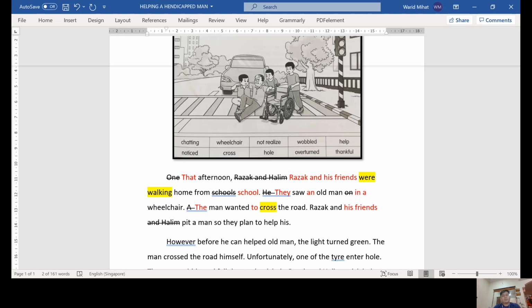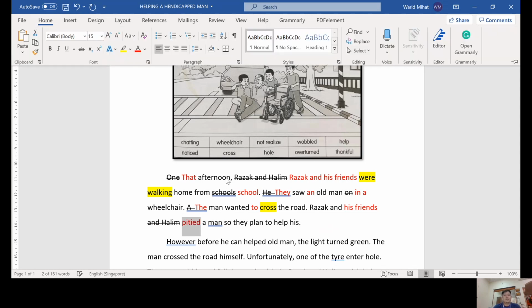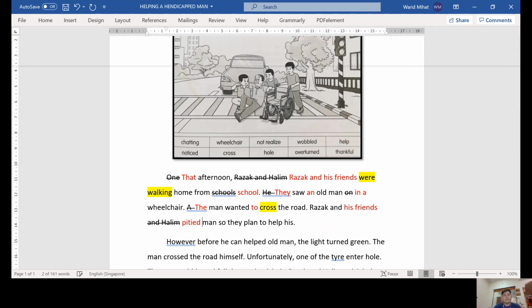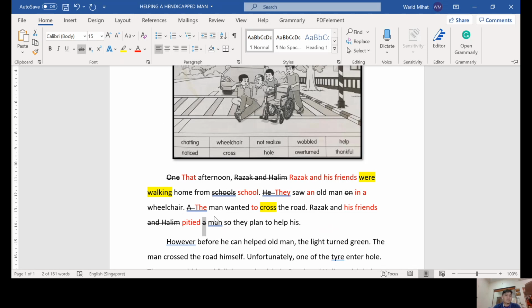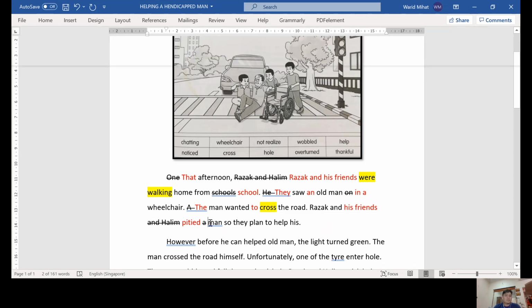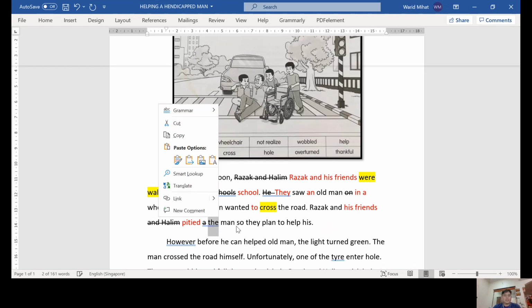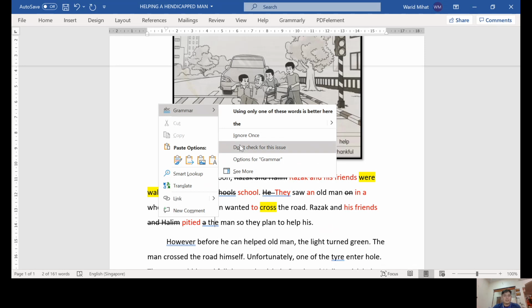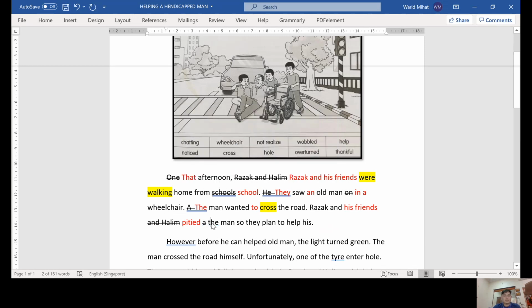Pity, what happened to pity? He has to be in past tense. Okay. Man. So, ini adalah kali ketiga. So, we cannot say, man. Okay, sorry. So, we cannot say, man. Because this is the third time the man exists in the story. So, we have to use the word, the article, the. Okay. So the article, the is more suitable here. So the man, so they plan to help his. Okay. So Raza and his friends pitied the man.